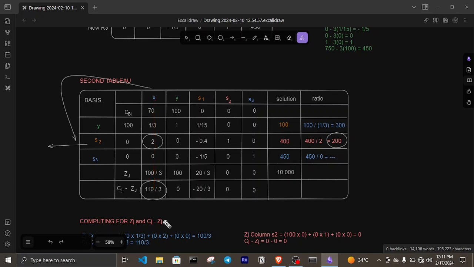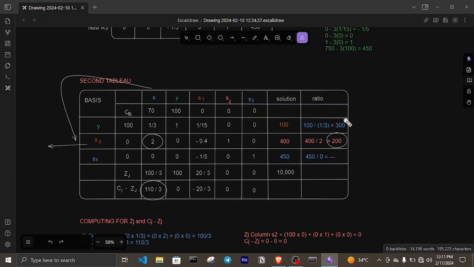The next thing to do is to find our key row. And remember how we find our key row? We go to the solution, pick the value element at the solution, and then take its corresponding value on the key column. In this case, 100 divided by 1/3, that gives 300. And you do the same for 400: 400 divided by its corresponding value on the key column, which is 2, so 400 divided by 2. You pick 450 divided by its corresponding value on the key column, which is 0. Alright, so you're going to get 300, 200, and then undefined, which is the dash values here.